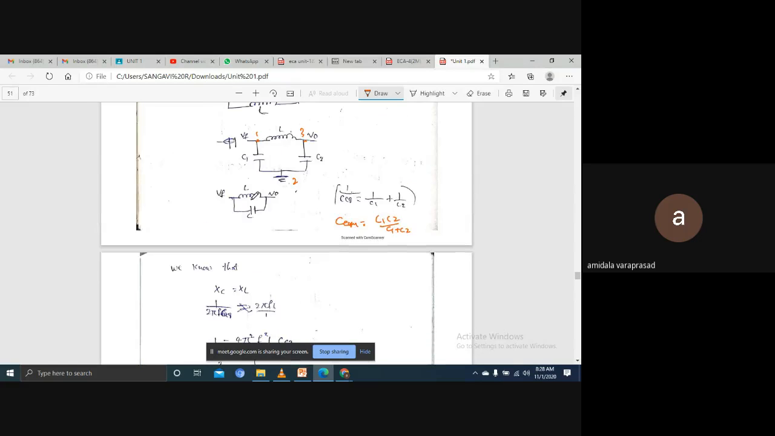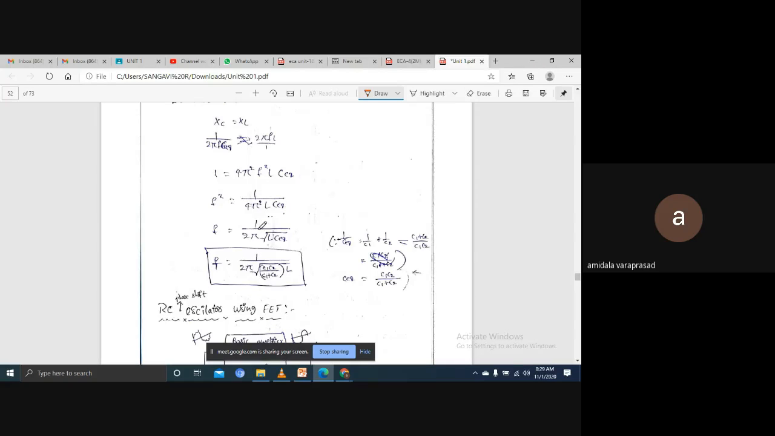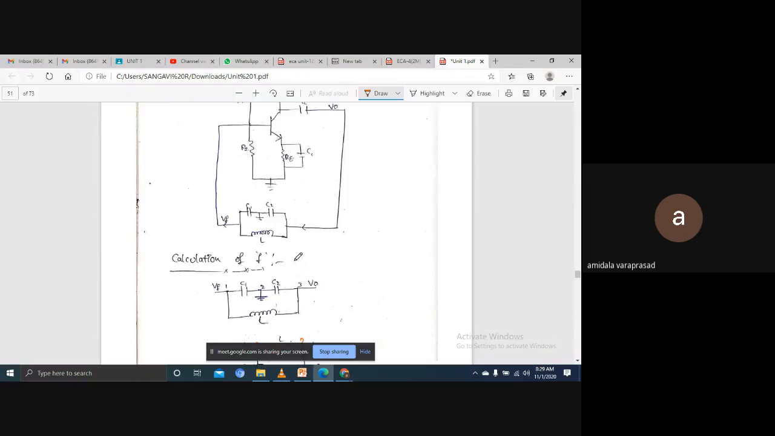Now see here, this is also like C equivalent. XC is equal to XL. In the same way, I am going to get F is equal to 1 by 2 pi root L into C equivalent, and I can substitute C equivalent here. These all are the circuits. We used BJT only.